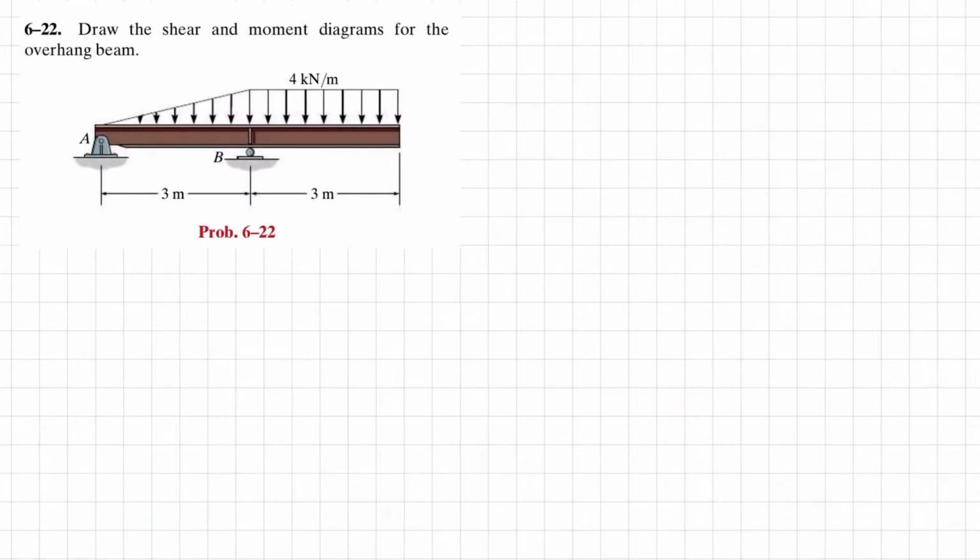Welcome back. Problem 6.22. Draw the shear and moment diagram for the overhang beam. You can see this is an overhang beam from point A to B. There is a uniformly increasing load, and from B till the end there is a uniformly distributed load of 4 kilonewton per meter. The total length of the beam is 6 meter.